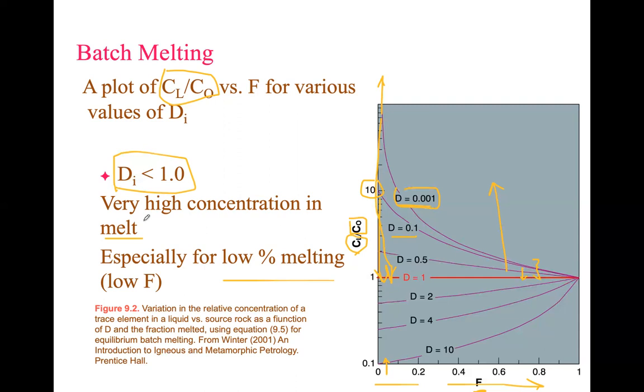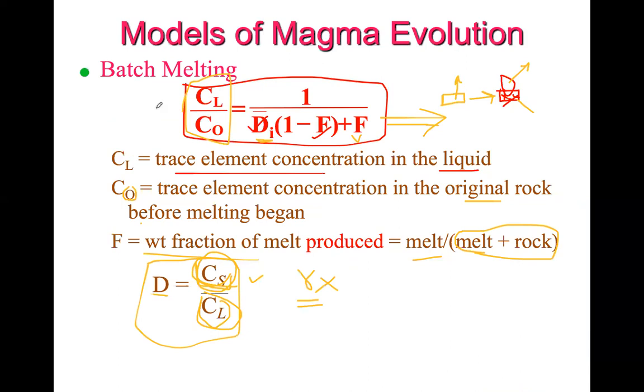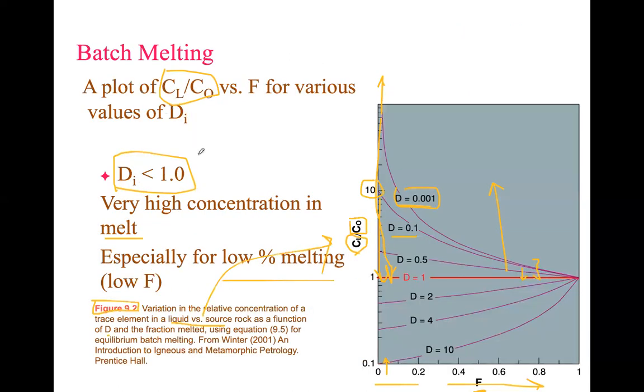The behavior of this one is also important, how its composition changes. If you see the caption to this figure: variation in the relative concentration of a trace element in a liquid versus source rock as a function of D, the fraction melted, right? F means the fraction melted, and the variation of trace element in a liquid versus source rock is shown here by this ratio, using equation 9.5, the previous equation that we considered, for equilibrium batch melting. So this equation is called the batch melting equation.